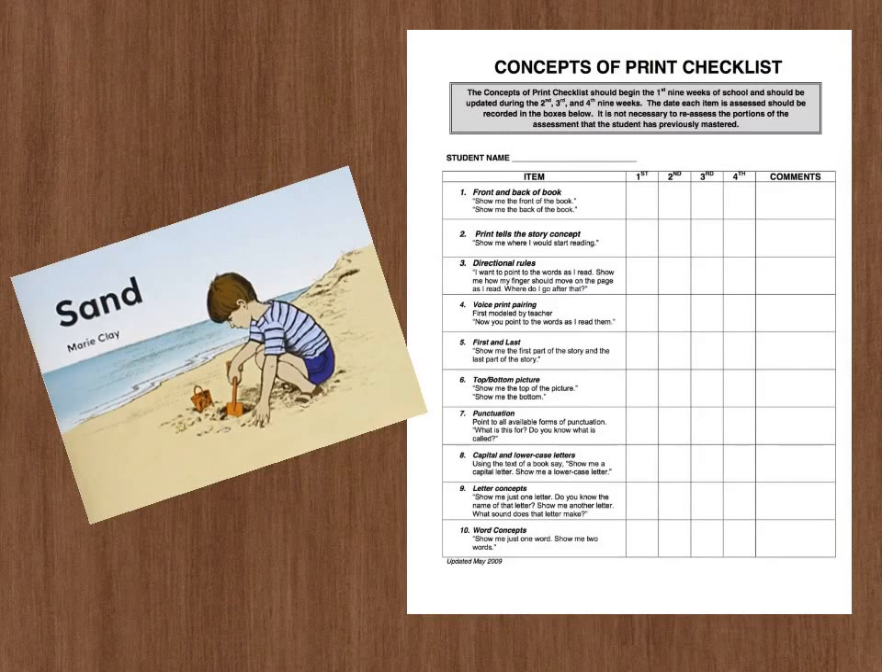The Concepts of Print checklist is a form you follow when assessing a child's concepts of print. Traditionally, students are assessed using the story Sand by Marie Clay, who is our researcher who developed the Concepts of Print checklist. Many other books can be used for the Concepts of Print test, though. The video on our slide that corresponds with this checklist will show you a child being assessed using Sand.